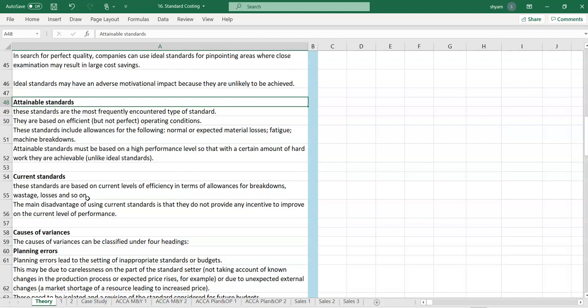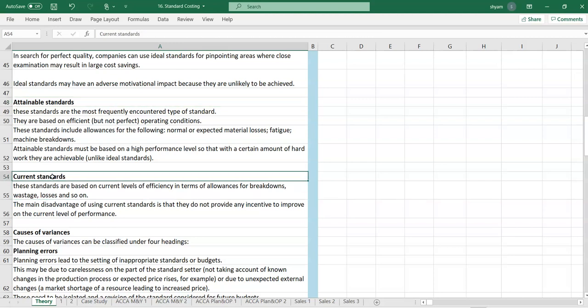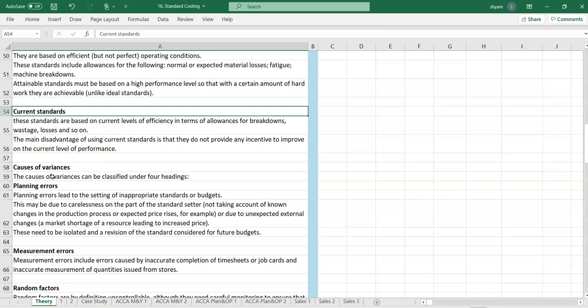And what is the last one? The fourth standard is current standard. So whatever is the existing standard, whatever the existing actual thing that you are achieving, that itself we set as the standard.